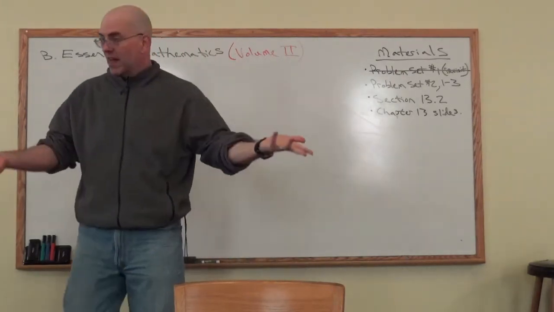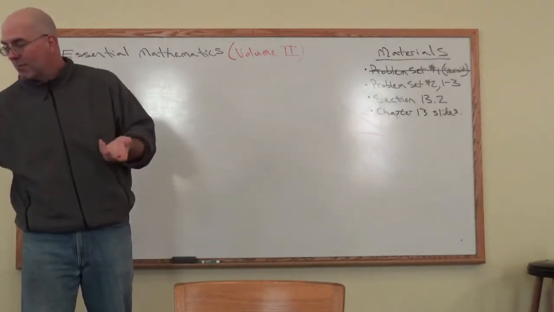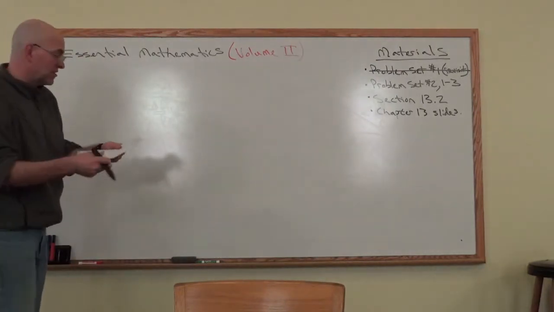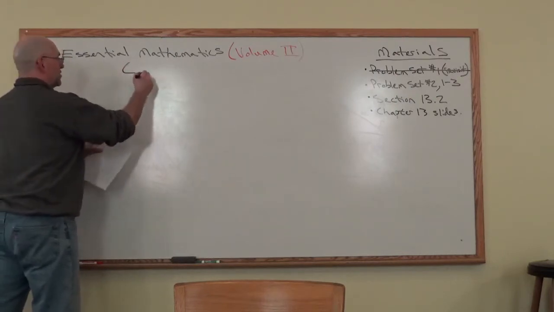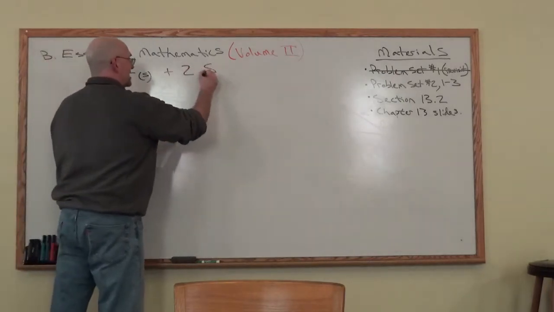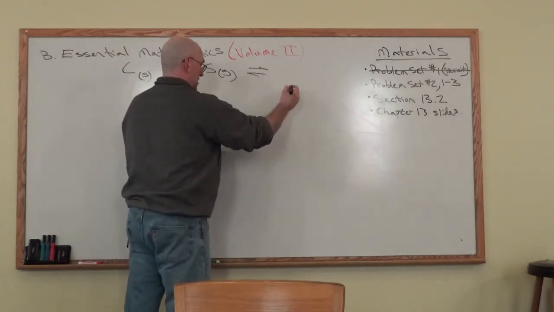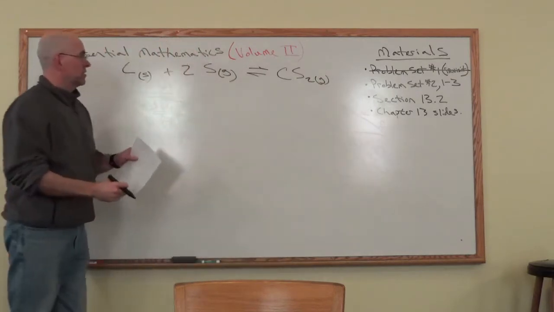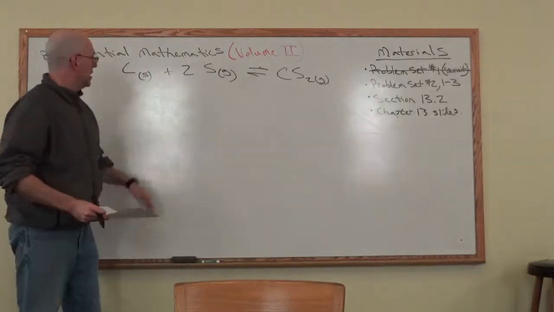So I'm looking at my slides right now, and we did homogeneous and heterogeneous equilibria last time, and I actually forgot an example for them, so this is just another one, to click back to if you want. You have solid carbon reacting with gaseous sulfur and producing gaseous carbon disulfide.